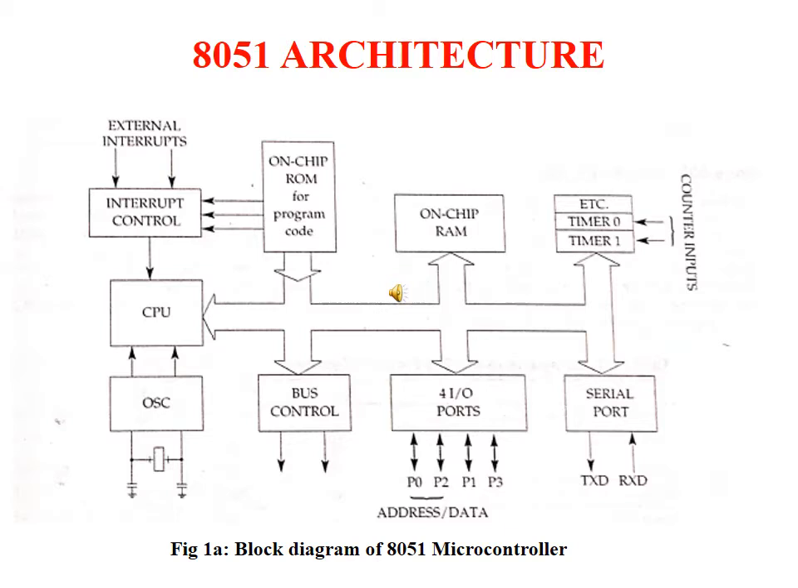This CPU internally consists of the arithmetic and logical unit along with register A, register B, program status word, stack pointer, program counter along with the data pointer. Along with these registers, it has special function registers.